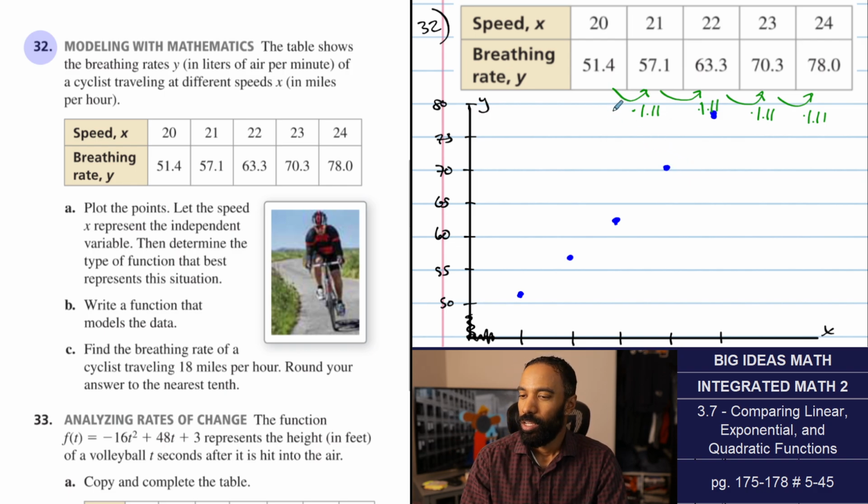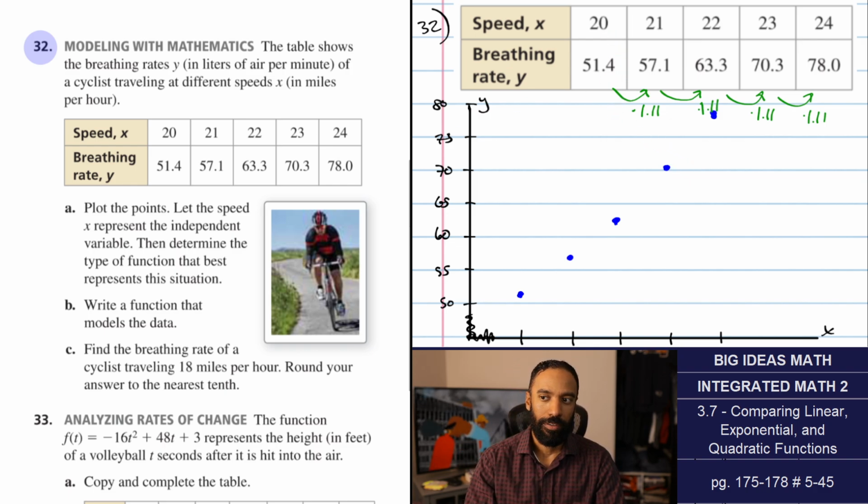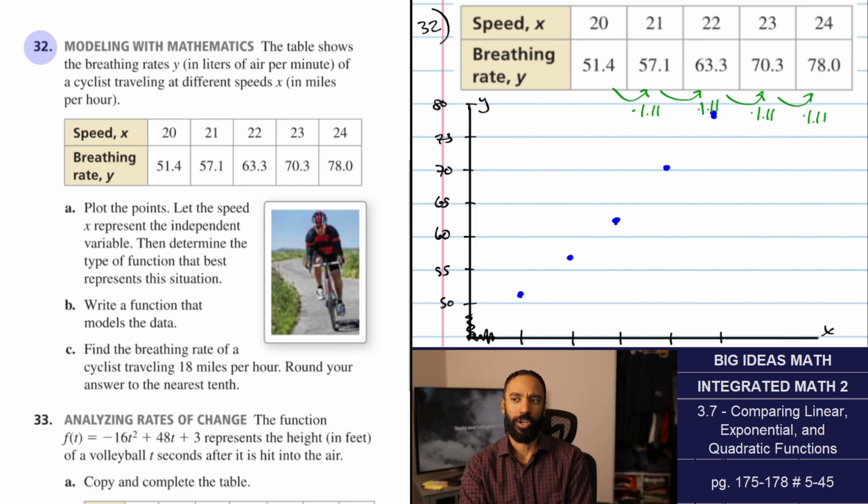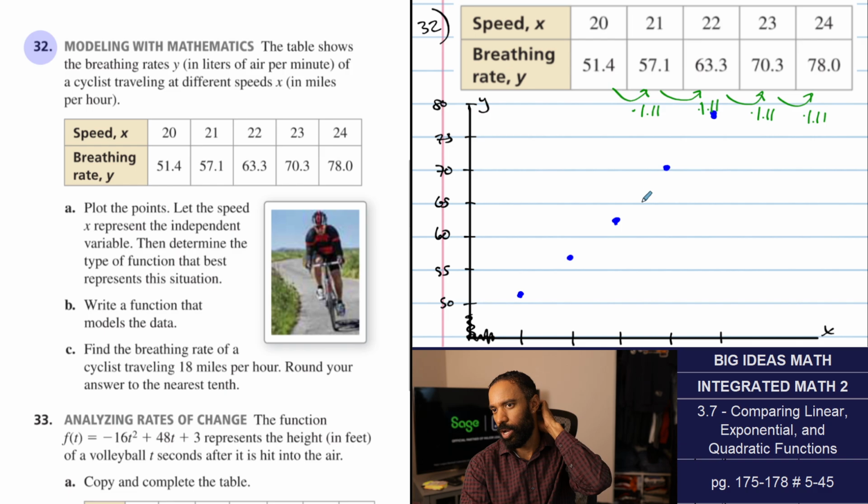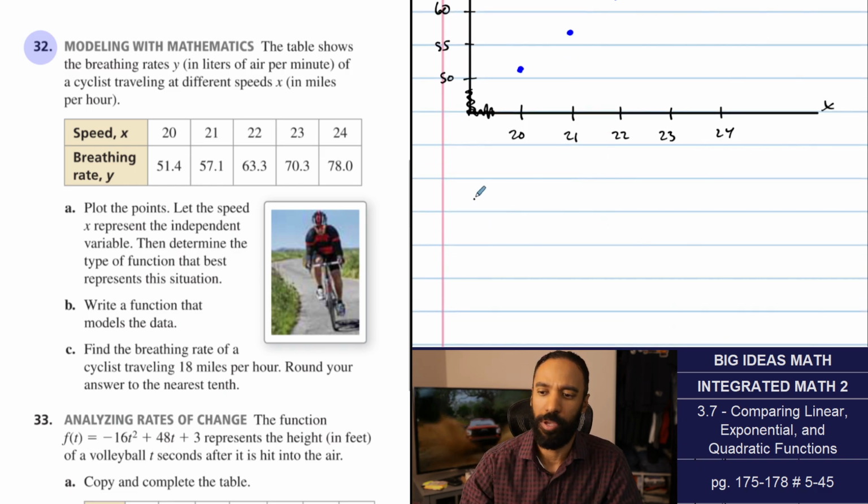You've got to divide by 1.11 20 times, which is easy. You use exponents for that. 51.4 divided by 1.11 raised to the 20th power. I don't see what this number is. 6.37. I don't know if that's what they're going with. I'll give you two different options. One option for me will be this.